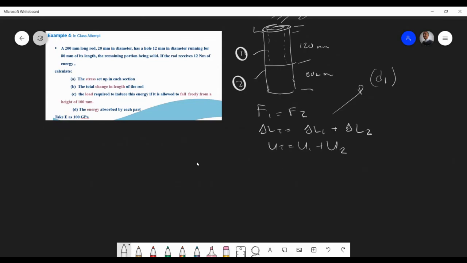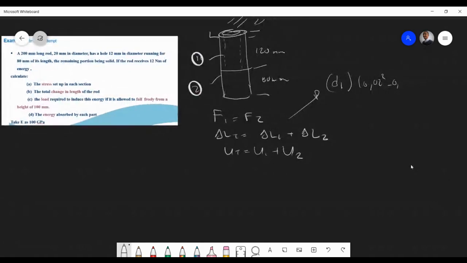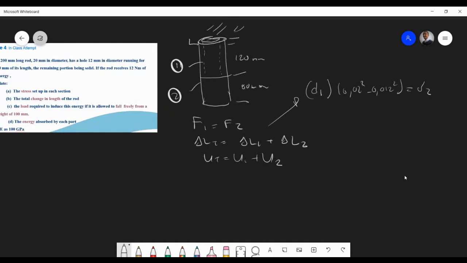And that's just going to be 0.02 squared minus 0.01 squared, and that's the stress 2. That's going to be equal to, I'll tend to that now, 0.02. So I'm just organizing.